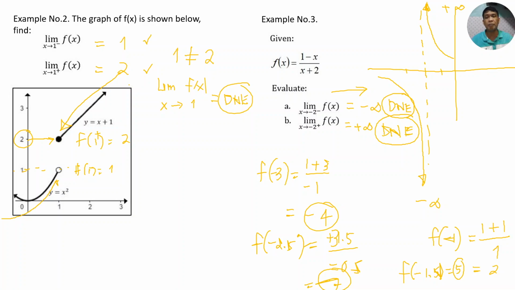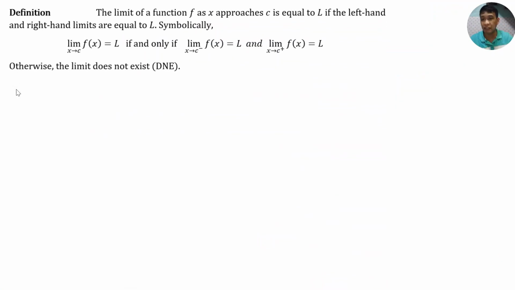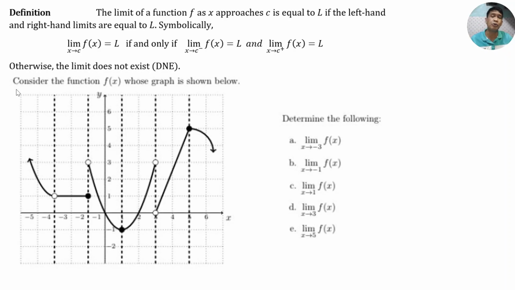Obviously, ang example number 3 does not exist then kasi yung coming from the left, negative infinity, yung coming from the right, positive infinity. So, hindi sila nagja-jive or nagtatagpo sa iisang value. So, that is what this definition is telling us.